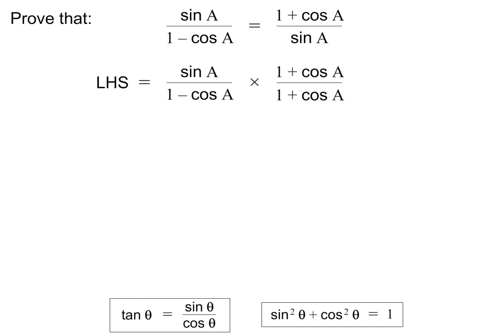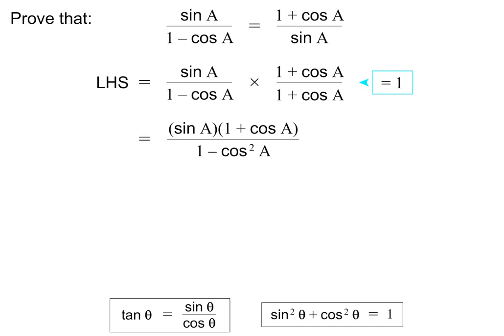I begin by multiplying by 1 plus cos A over 1 plus cos A. I can do this because multiplying by 1 does not change the value of the left-hand side. But please note, this is not just any one, it has been carefully selected. Next we multiply the numerators, which I will leave in the brackets for now. When I multiply the denominators, I get the following difference of 2 squares.